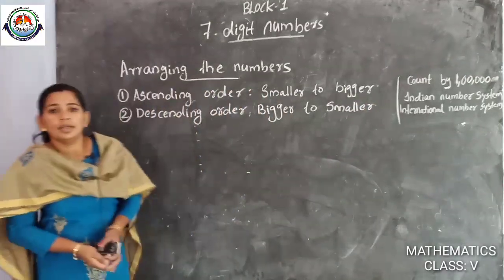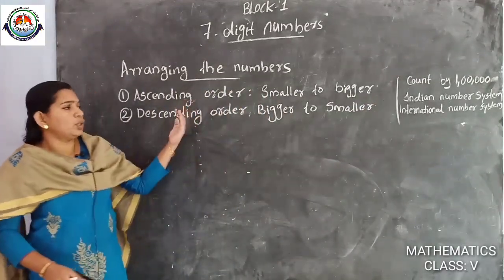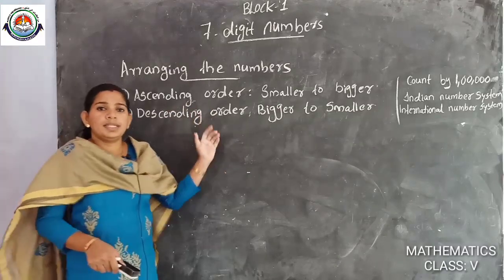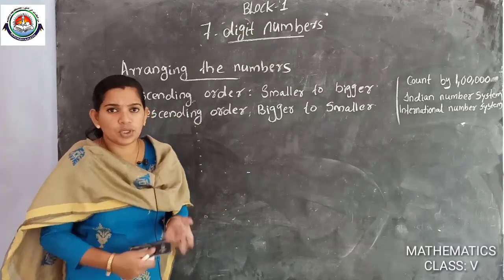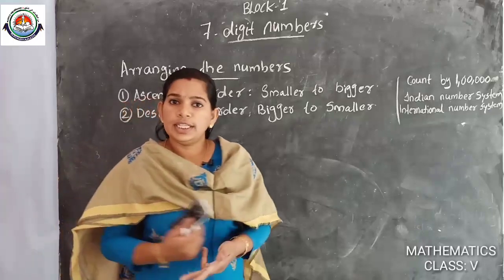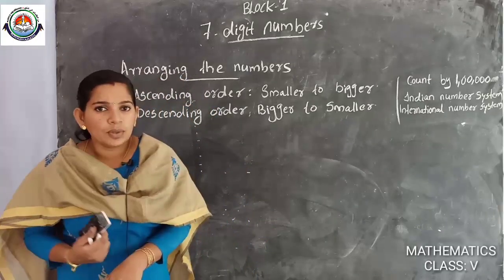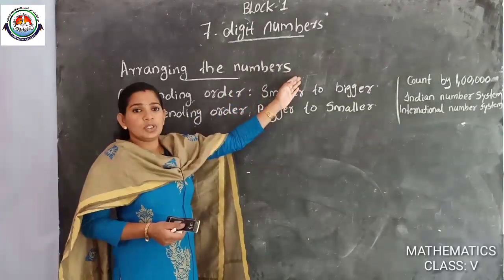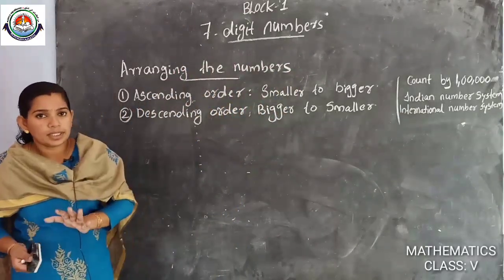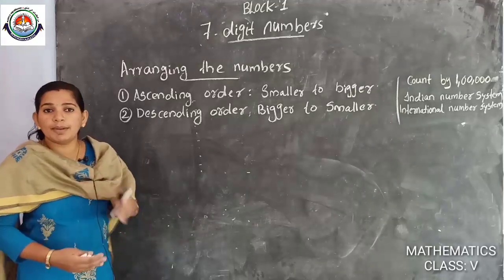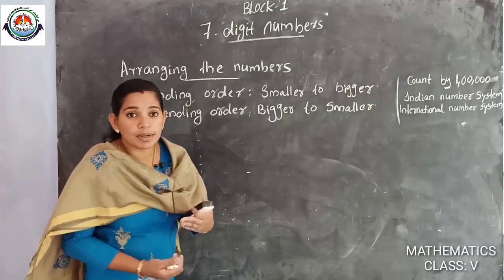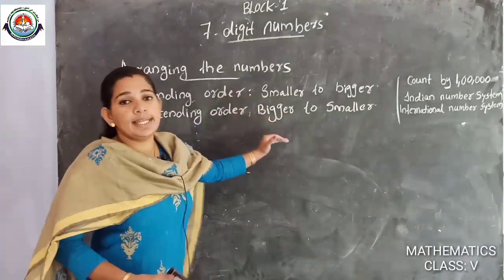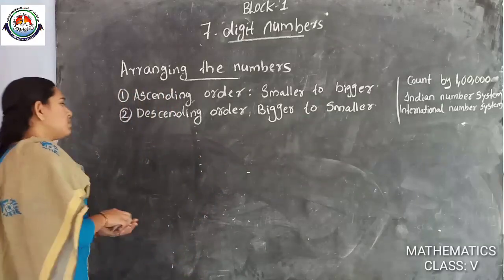Okay. You have also studied how to arrange 5-digit numbers and 4-digit numbers. You already learned that. In the same way we arrange 7-digit numbers also, with the same method. Then we will do some problems and explain how to arrange the numbers in ascending order and descending order. Okay, write the numbers.